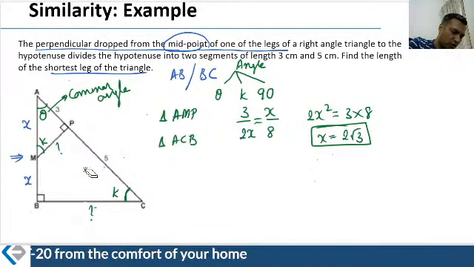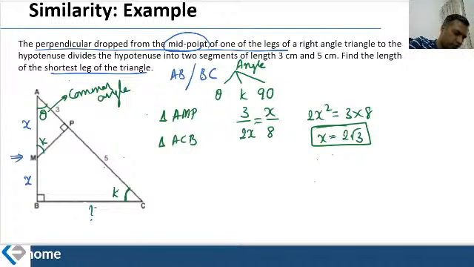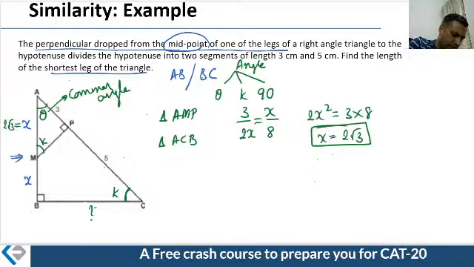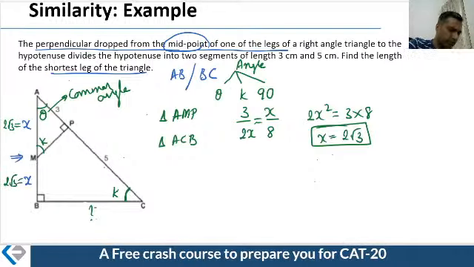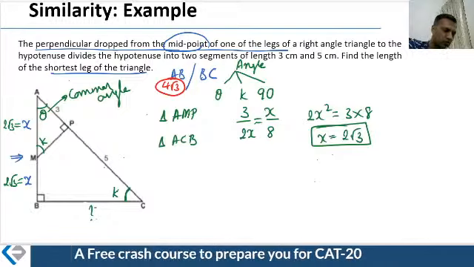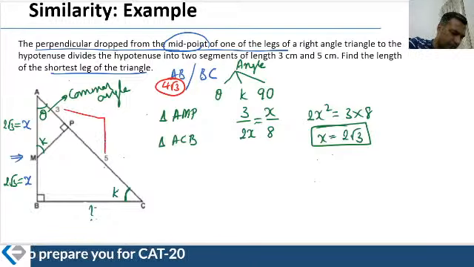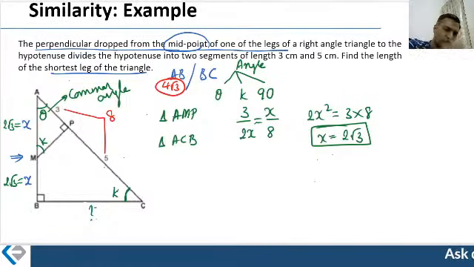What do I mean by closing this particular issue? You will say that this x is nothing but 2 root 3, this x is also 2 root 3. Therefore, AB is nothing but 4 root 3. And what is this one here? This is nothing but 8. Now listen to me, my friends.